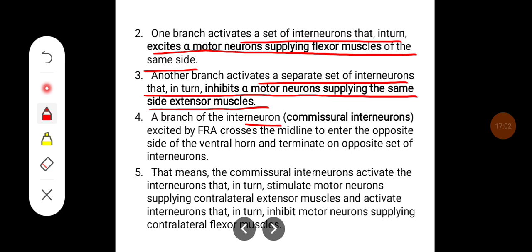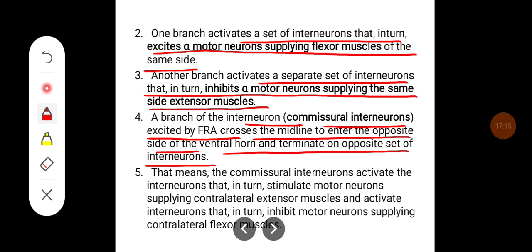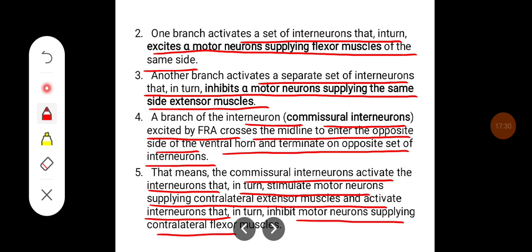A branch of interneuron, that is the commissural interneurons excited by the FRA, crosses the midline to enter the opposite side of the ventral horn and terminate on the opposite set of interneurons. So that means the commissural interneurons activate the interneurons that in turn stimulate the motor neurons supplying the contralateral extensor muscles and activate interneurons that in turn inhibit motor neurons supplying the contralateral flexor muscles.